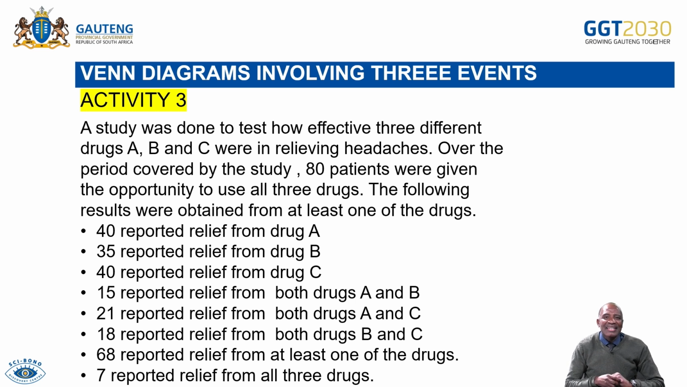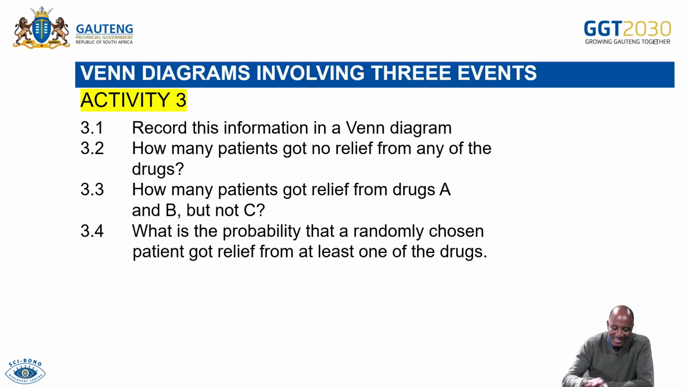18 reported relief from both B and C. 68 reported relief from at least one of the drugs. Otherwise, 7 reported relief from all three different drugs. So given this information, we are going to be asked some questions.